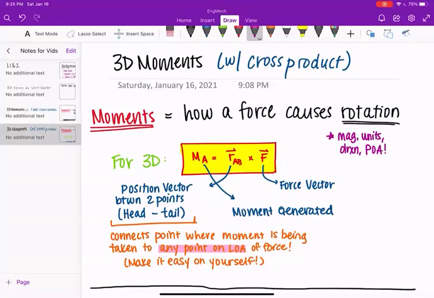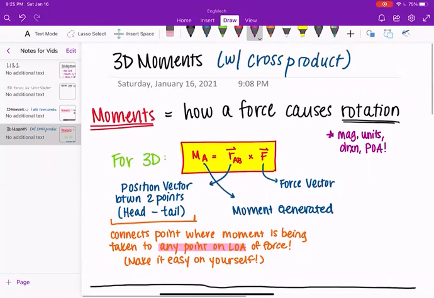All right, so this video goes into finding 3D moments. I posted a video about going over 2D moments without using the cross product because I think that's more time efficient. But with 3D moments, you have to use the cross product because of the addition of the Z component. So the definition of a moment obviously doesn't change.